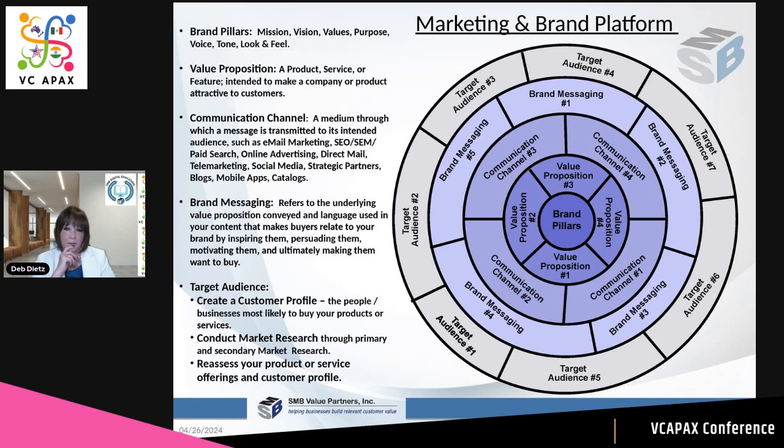So if you look at this big circle, this is your marketing strategy on a page right here. So you don't have to write a big, long narrative that goes in a binder that sits in a file cabinet. I have them. They're still in the file cabinet collecting dust. If this is your marketing plan.